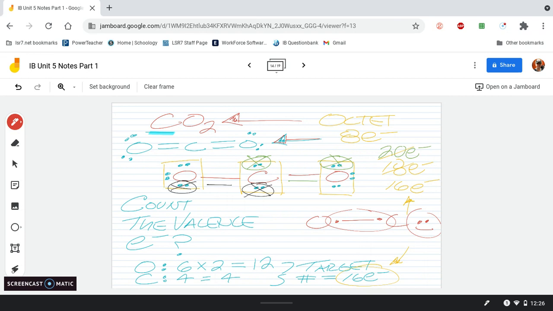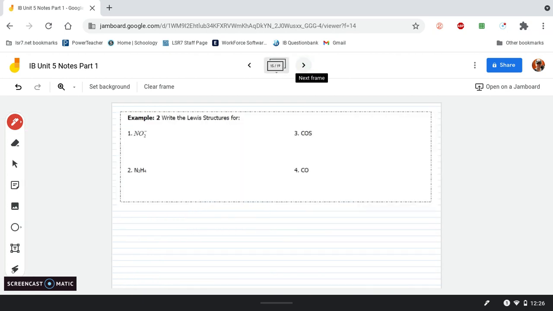So same pattern. The only difference here is this one did not have a charge, right? So if it had a charge, I'd have to put those brackets around it. And this one doesn't have a charge, so I can just leave it like that. So, all right, let's jump over here.